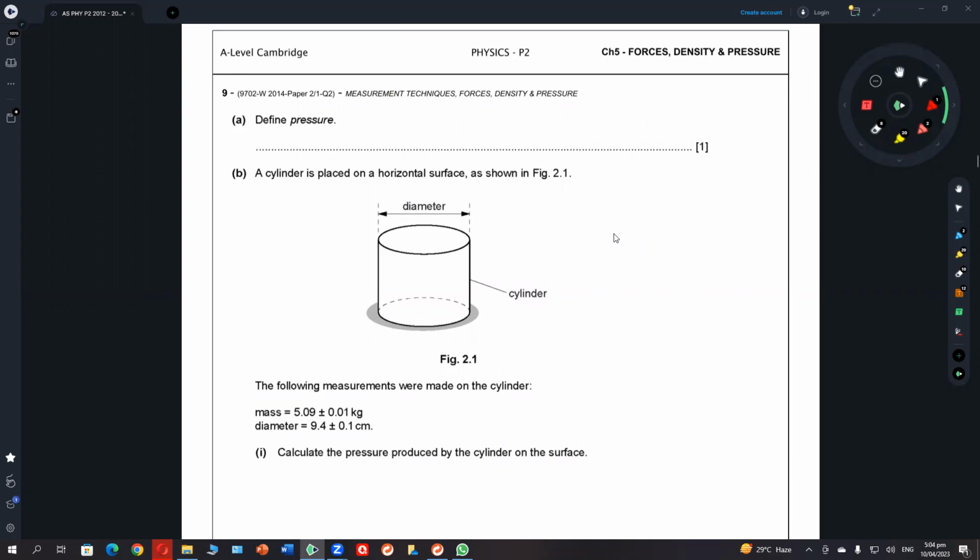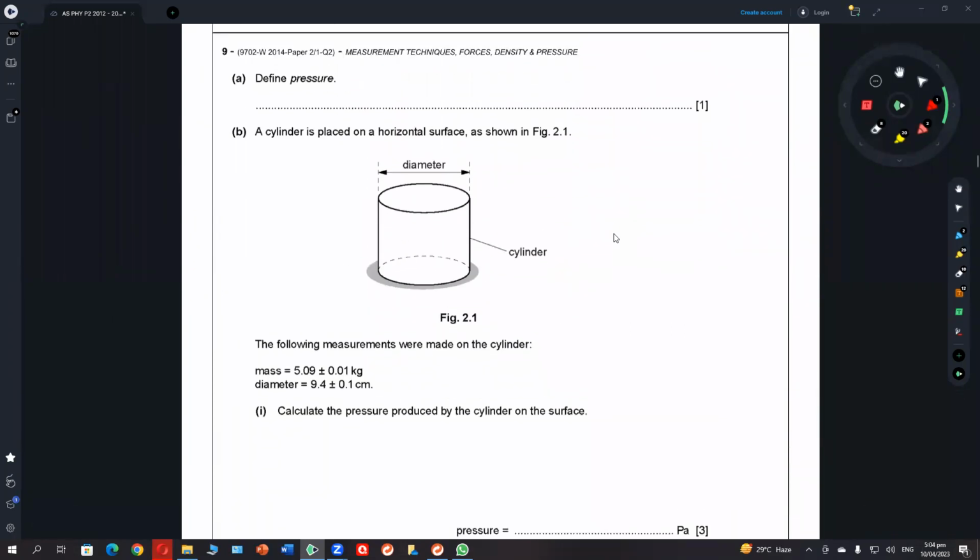Define pressure. Pressure is the force per unit area. This is November 14. A cylinder is placed on a horizontal surface as shown. The following measurements were made on the cylinder. Do you know it is a case of uncertainty now? See this data. Due to the plus minus, this is the symptom, which is showing us that this is a case of uncertainty.